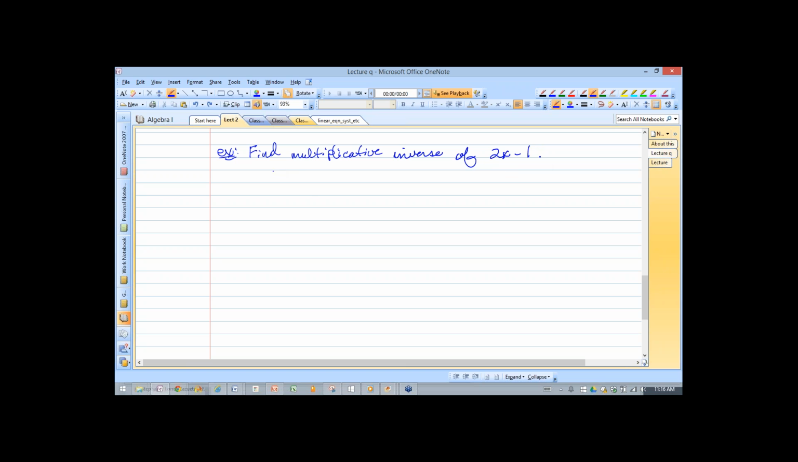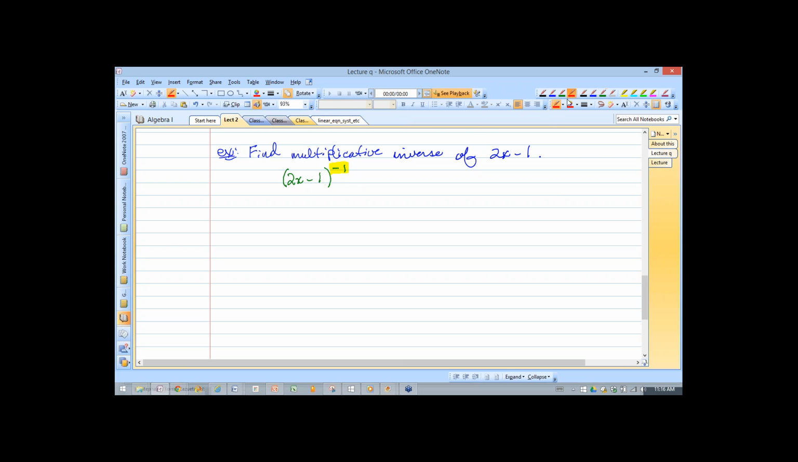So what you would want to do, the symbol that you would use here would be this. We would write 2x minus 1 to the negative 1. When you see a negative 1 on something, this is another way to give you the same problem. The negative 1 exponent is telling you to find the reciprocal, the multiplicative inverse of 2x minus 1.